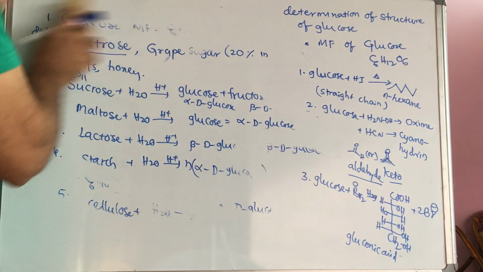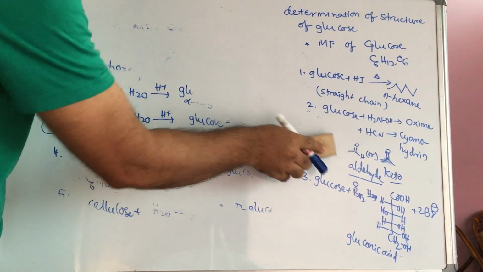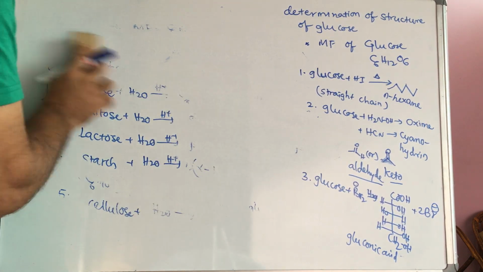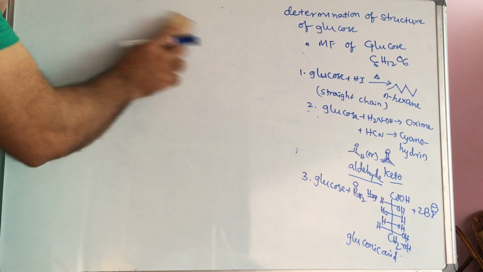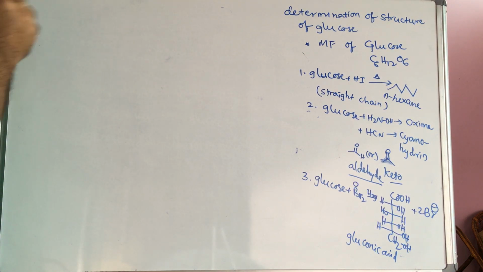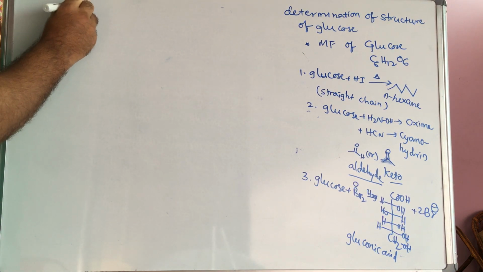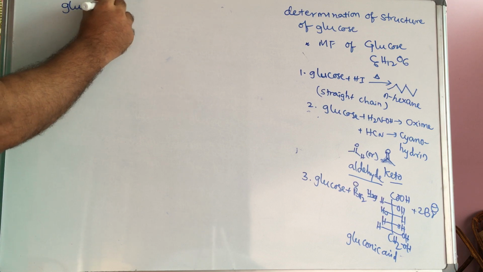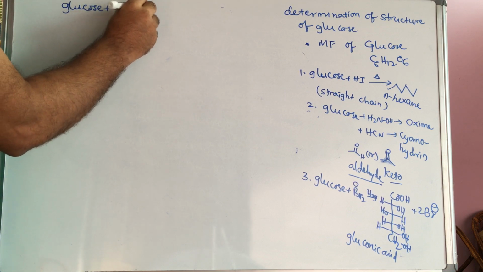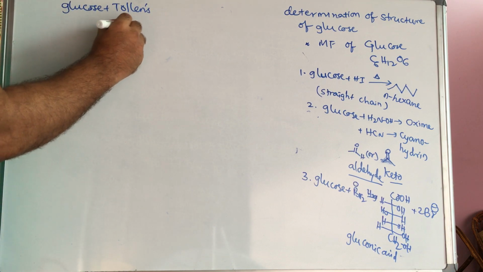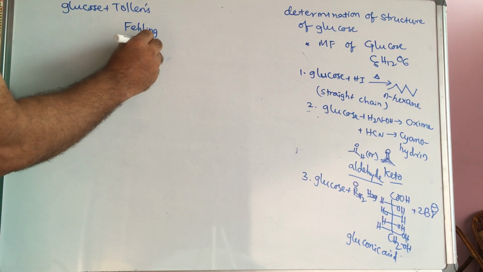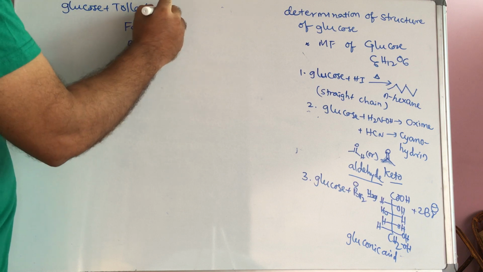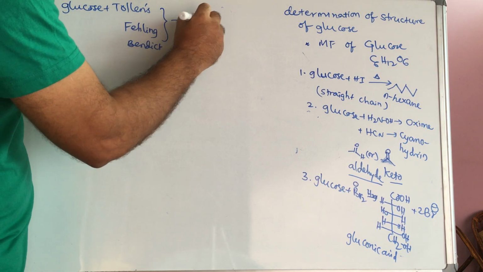Next one. Sometimes it reacts with Tollens and Fehling reagent also, and gives gluconic acid. So I am writing that reaction here. Glucose reacts with Tollens, Fehling, Benedict reagent. All three give gluconic acid.